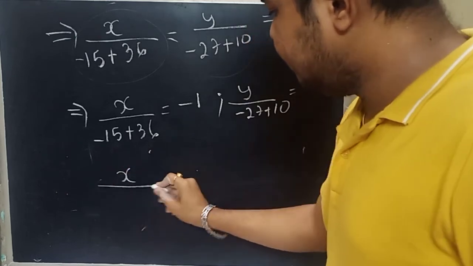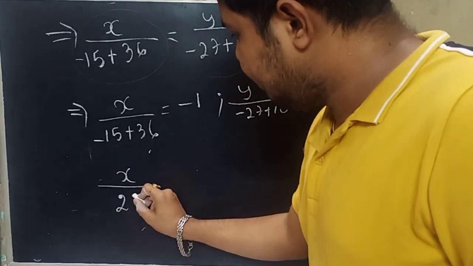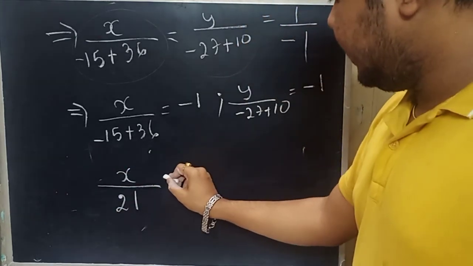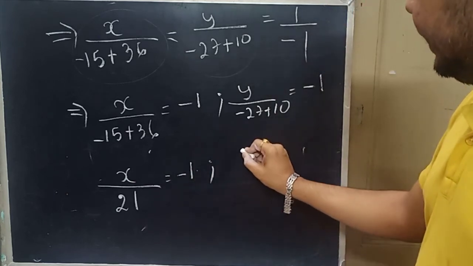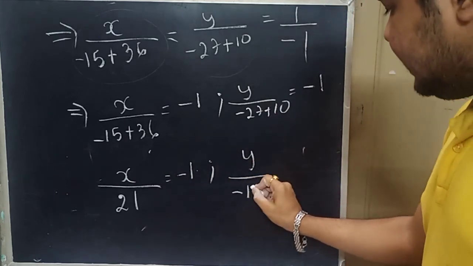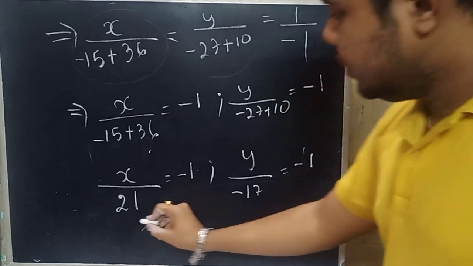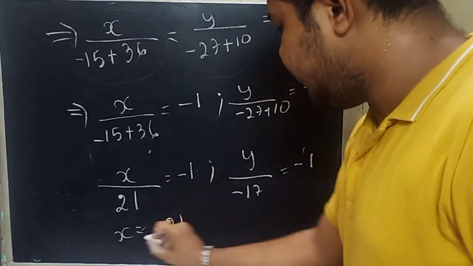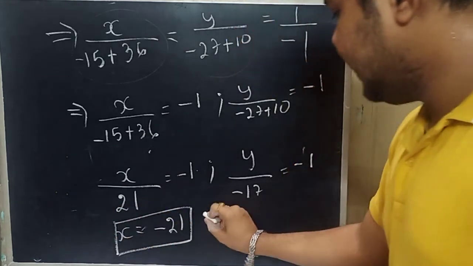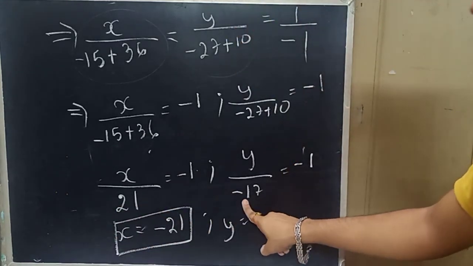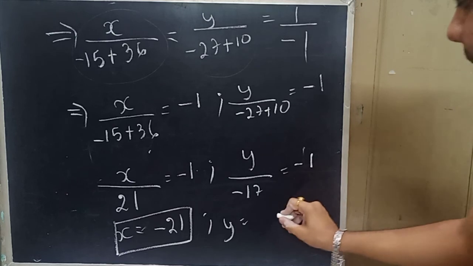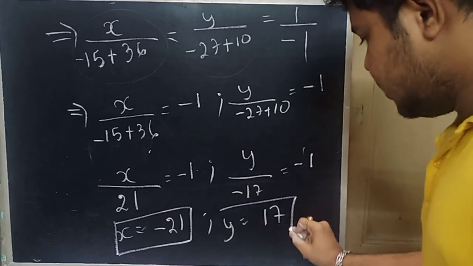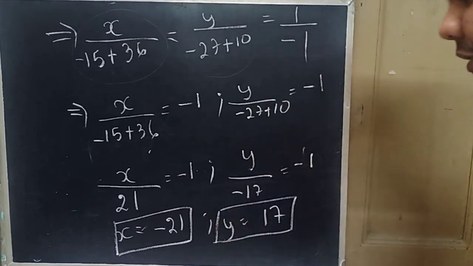x by 21 equals minus 1, and here y by minus 17 equals minus 1. So cross multiply: 21 into minus 1 becomes minus 21, so the value of x is minus 21. The value of y will be minus 17 into minus 1, minus minus becomes plus 17. So this was the cross multiplication method.